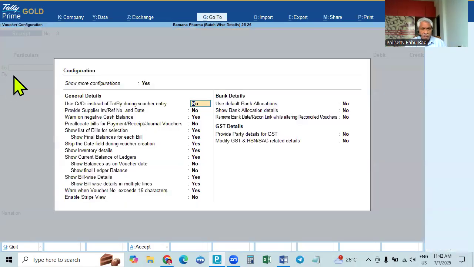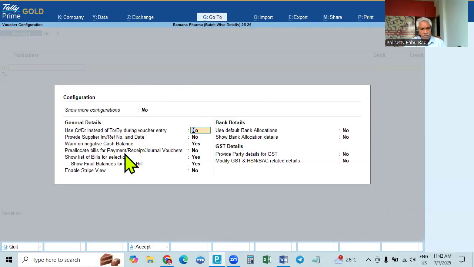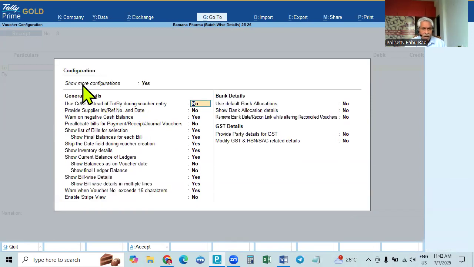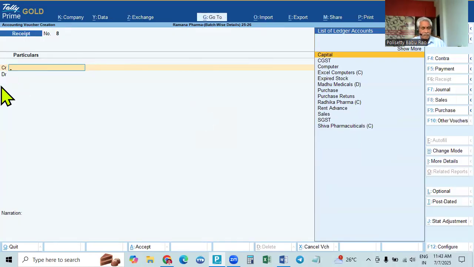So go to F12, the very first option. If it is no, we make it yes, because all the features and configurations will be shown. See here, features F10, F11: use Cr/Dr instead of To/By. So yes, if you make it, then credit and debit will come.